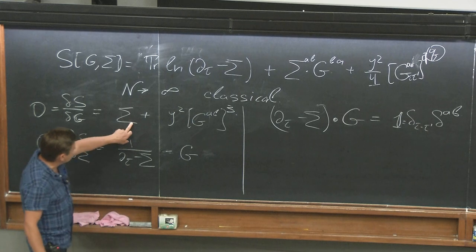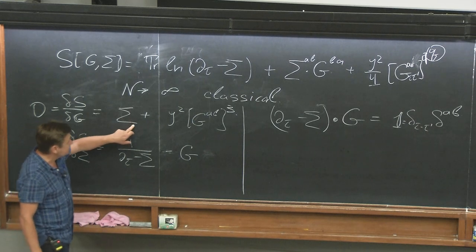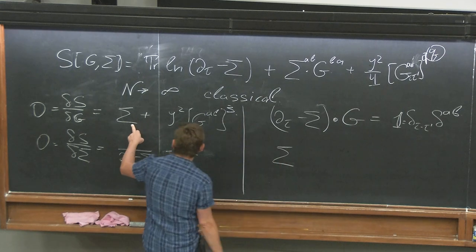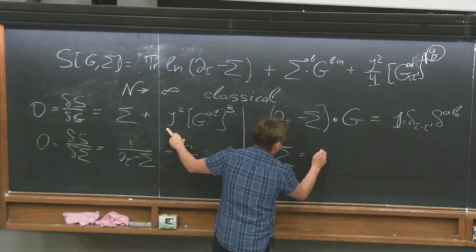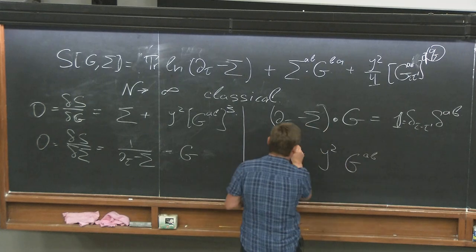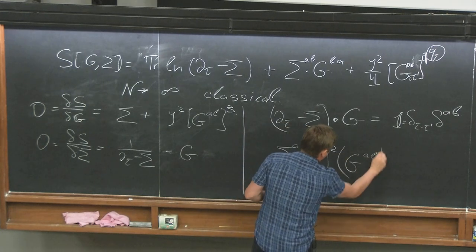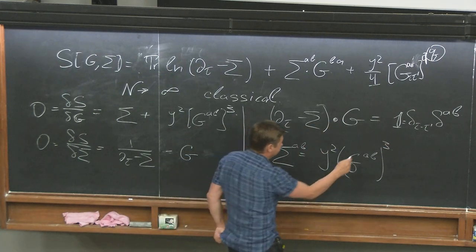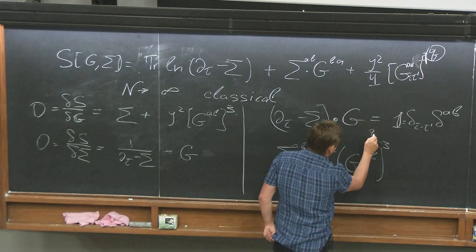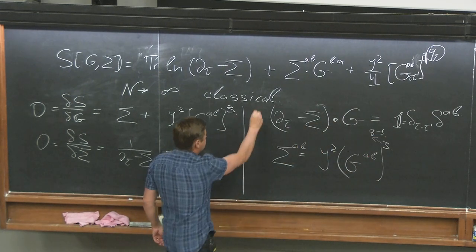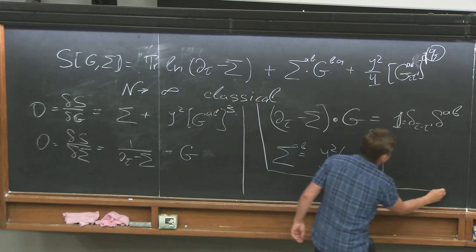This equation is slightly more interesting and says what σ is in a classical limit. And what it says is σ is J squared times G_AB cubed. In general, this is q minus 1. Okay, so that's my set of classical equations.